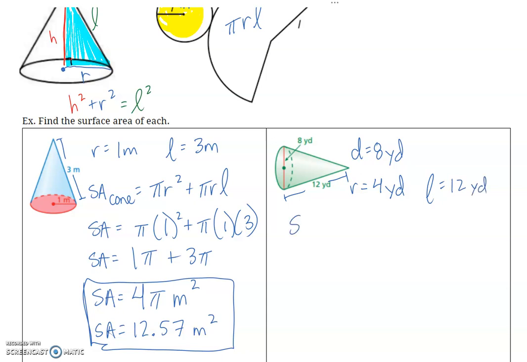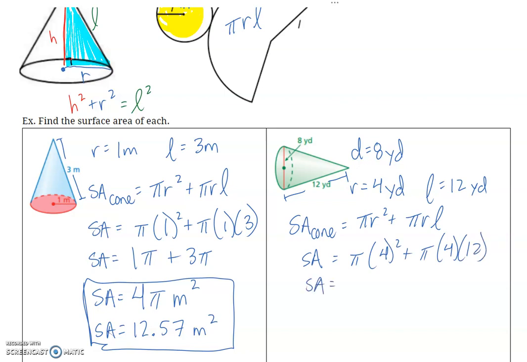From there, my surface area of my cone is going to be pi r squared plus pi rl. So my surface area is pi times my radius is 4 squared plus pi times my radius times my slant height. I'm going to simplify down. 4 squared is 16 pi. 4 times 12 is 48 pi. And then I'm going to add, what's 48 plus 16? That gives me a beautiful 64. Don't drop the pi. Oh my gosh. Oftentimes students forget to write in that pi. They just write 64. You're adding those pi's together. So 64 pi yards squared is it in terms of pi.